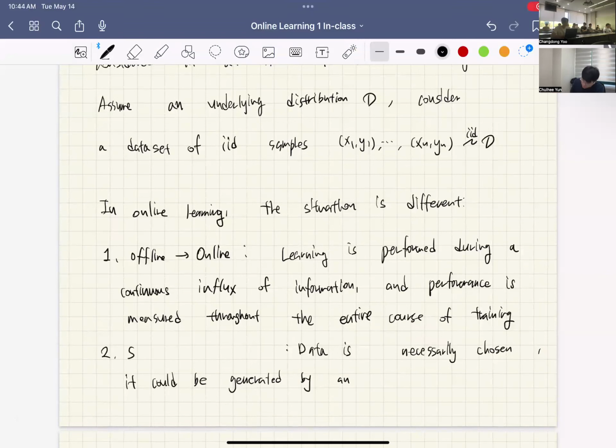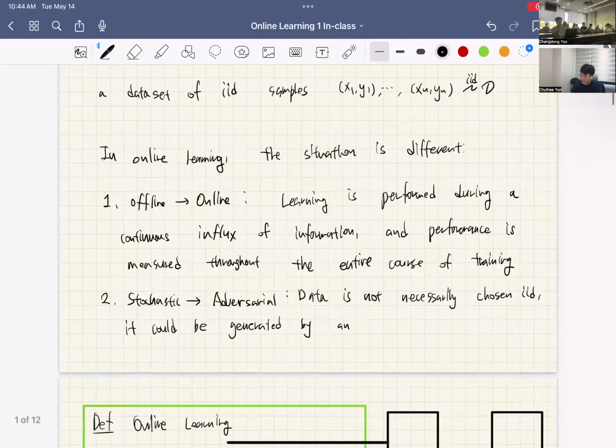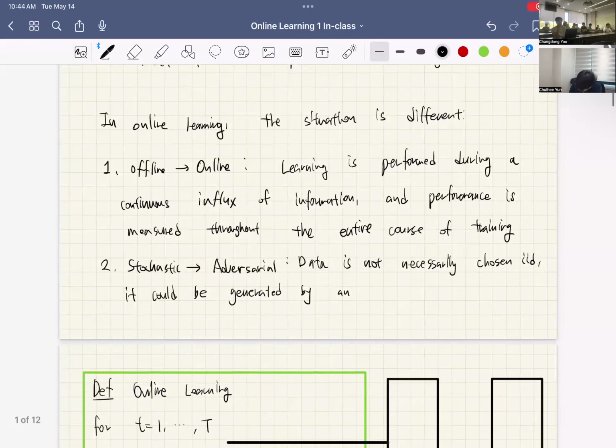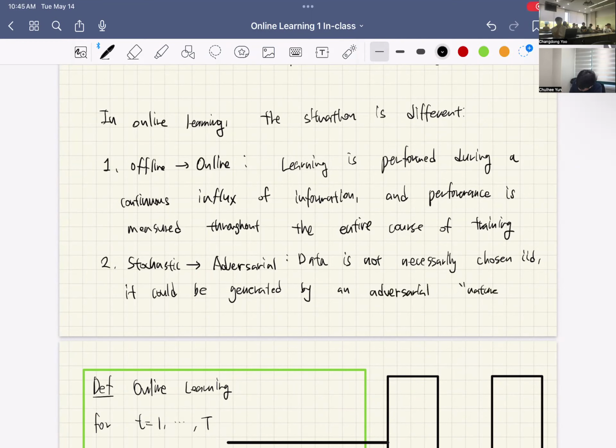And the other is you no longer assume that you're in the stochastic setting where your data is an IID sample of a fixed distribution. Instead, you have to be able to deal with adversarial data. This means that the data is not necessarily chosen IID, and it could actually be generated by an adversarial nature, let's say. So in the online learning setup, the learner has to interact with nature, and this nature can be adversarial, meaning that the nature is trying to screw up your learning algorithm so that the learning algorithm suffers high loss. I'll be clearer about this adversarial nature in a minute.